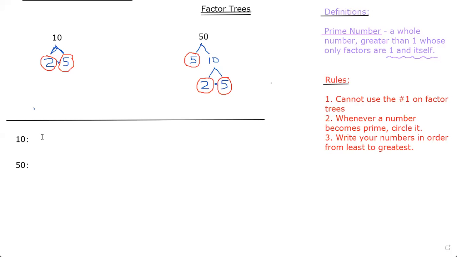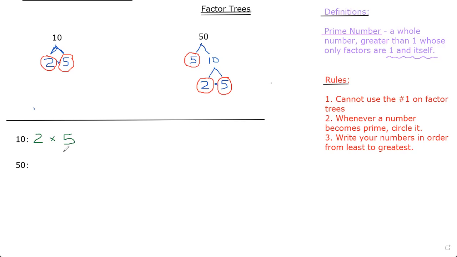All right, so now that next step, I've made a line in between so you can see the difference. I now have to write these numbers down in the order from least to greatest. That's rule number 3. So first I'm looking at the number 10. I'm going to write down the number 2, and I think I want that in a different color. I'm going to write down the number 2 and the number 5. Now, when I write these numbers down, I am going to separate them with a multiplication sign.